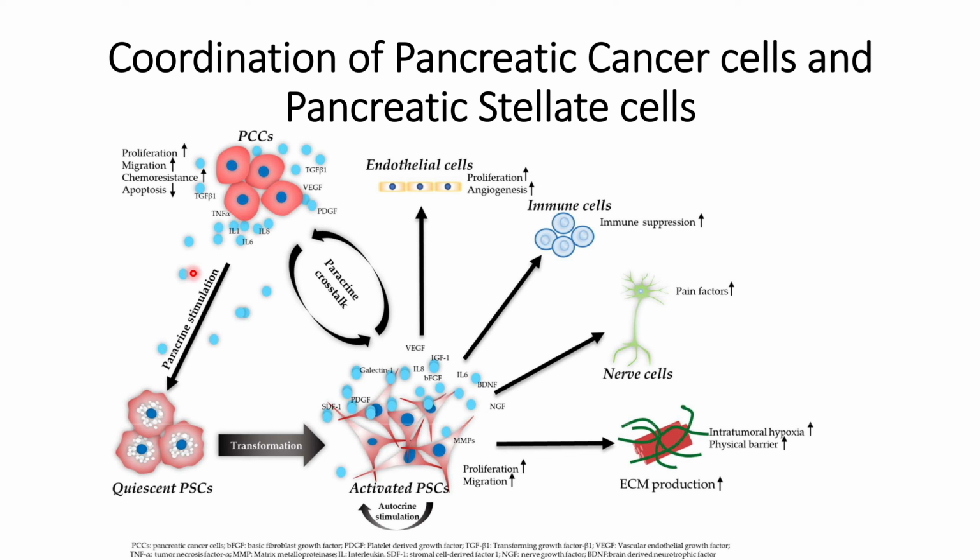Some of the important cytokines mentioned here that help with the quiescent pancreatic stellate cell formation are interleukin 6, interleukin 1, TGF beta, VEGF, PDGF, interleukin 8, and most of these cytokines are again secreted by the activated pancreatic stellate cells that will further accelerate the pancreatic stellate cell functions through autocrine stimulation.